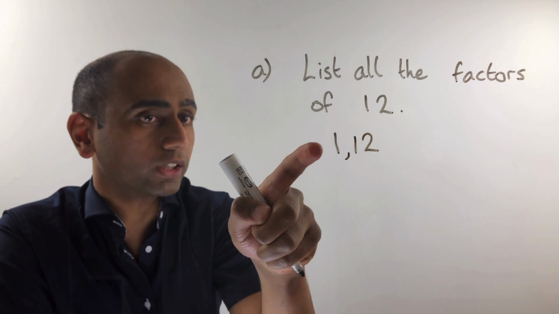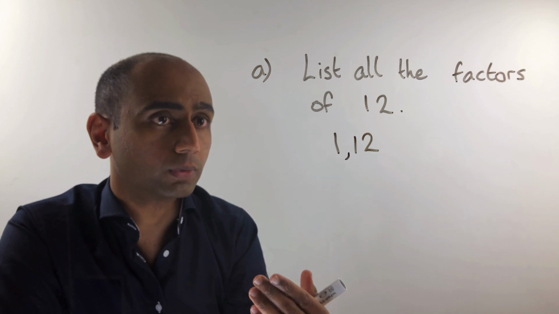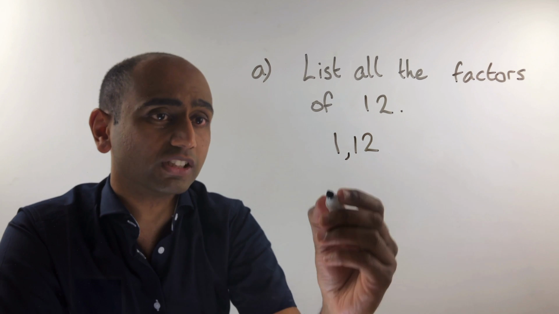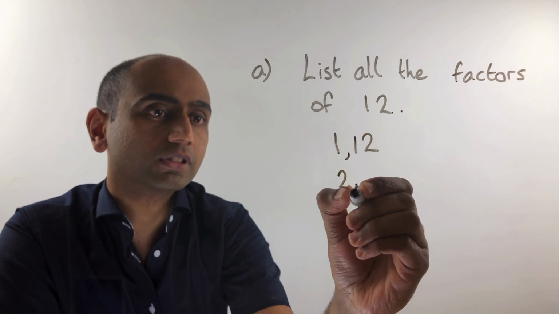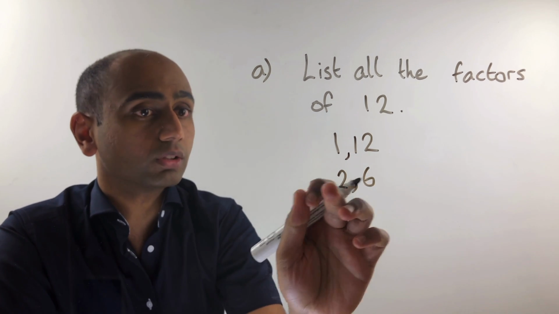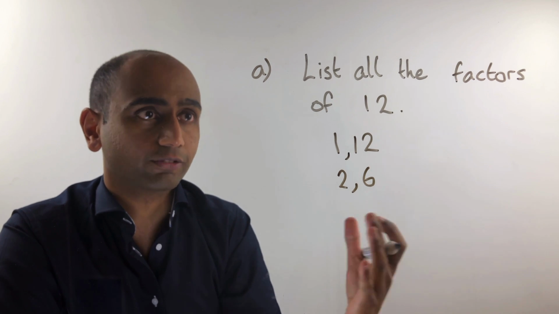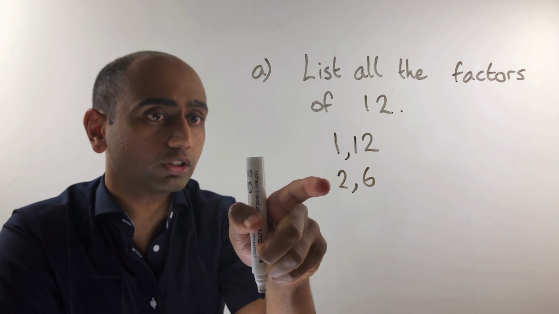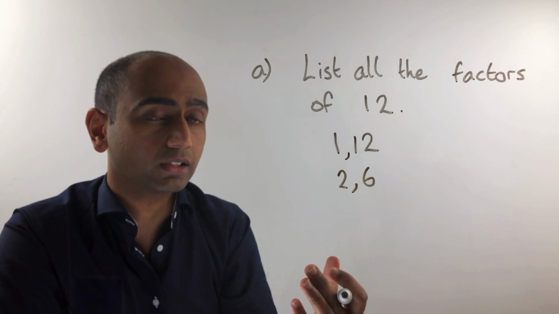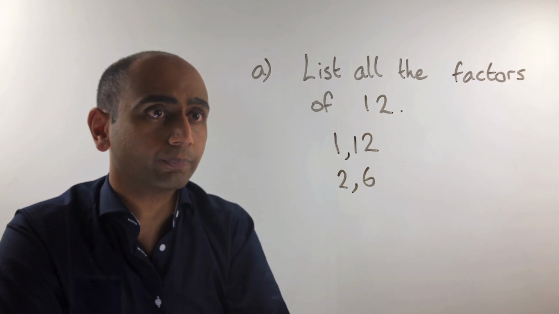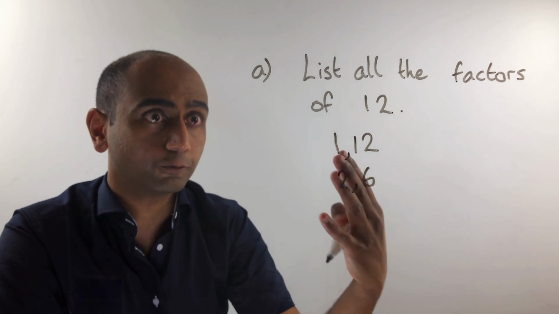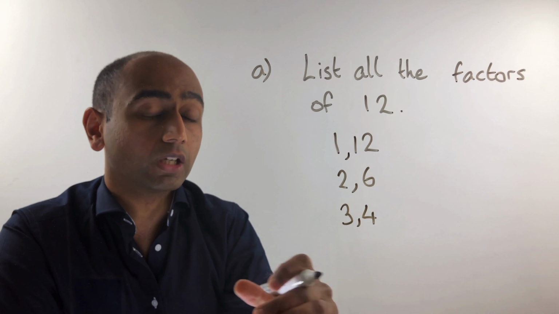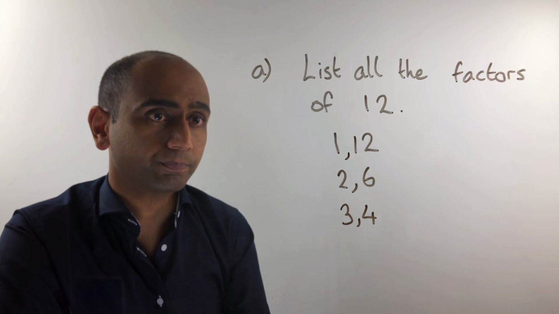We started off trying 1. Let's now try 2. Does 2 go into 12? Yes, it does. 2 goes into 12 6 times. So 2 and 6 form the next factor pair. We've tried 1, we've tried 2. Let's try 3. Does 3 go into 12? Yes, it does. Goes in 4 times. So 3 and 4 are another factor pair.